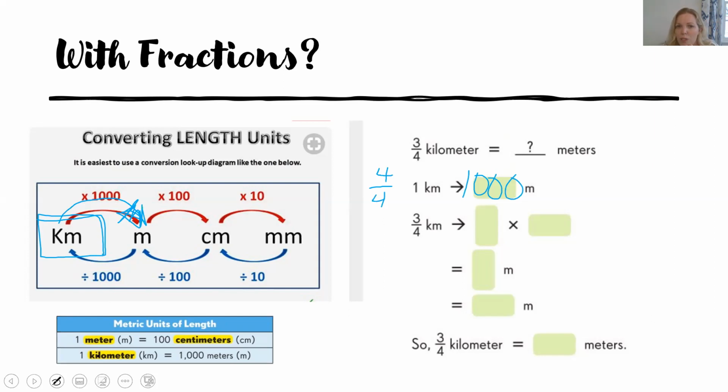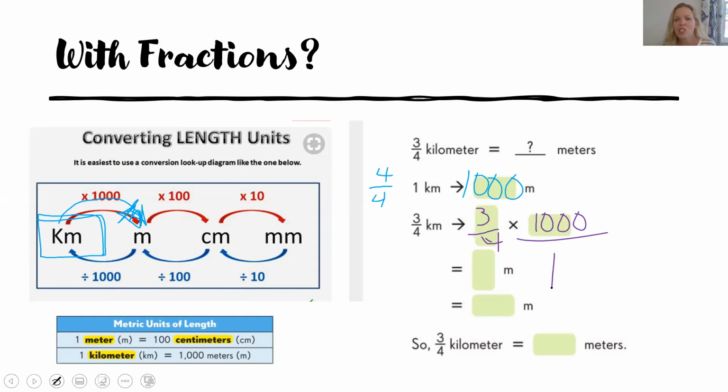Okay, so if we're solving for 3/4 of a kilometer, we could actually say 3/4 times 1,000, right? And that should get me down to meters. What do you recall about multiplying a whole number, 1,000, by a fraction, 3/4? It can be done. We know our math. Here we go. Put it over a 1.